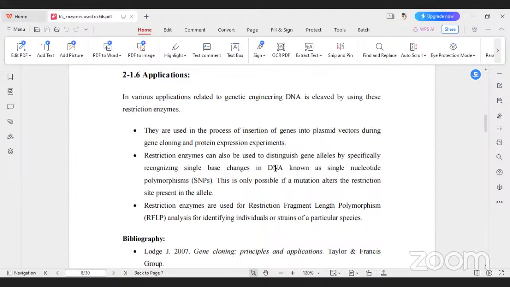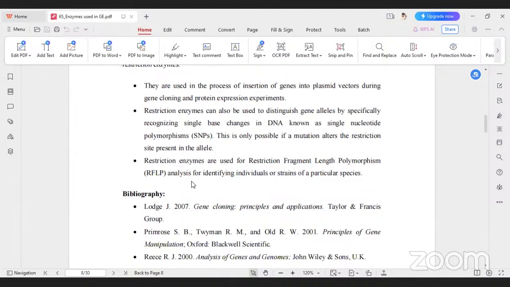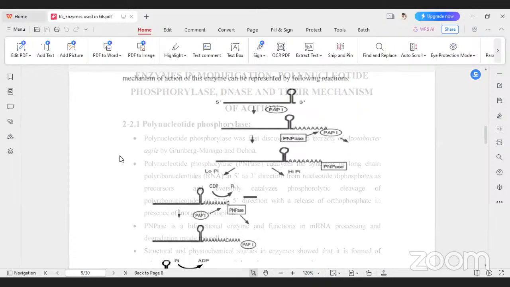Restriction enzymes can also be used to distinguish gene alleles by specifically recognizing single base changes in DNA, called SNPs. This is only possible if the mutation alters the restriction site present in the allele. It generally does not occur. The restriction enzyme is used for restriction fragment length polymorphism, which I will explain later. RFLP is analyzed for identifying individual strains of a particular species. Polynucleotide kinase is not in the syllabus.